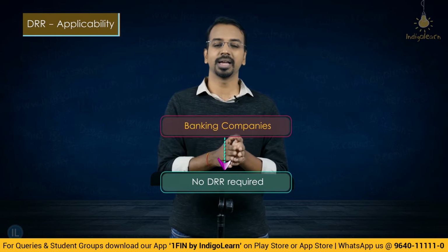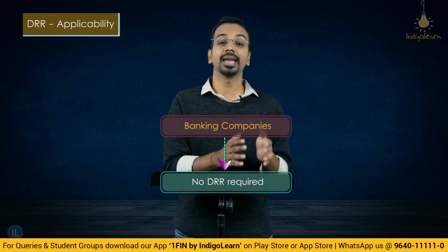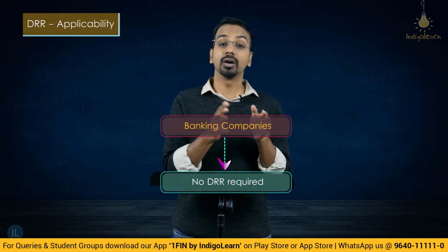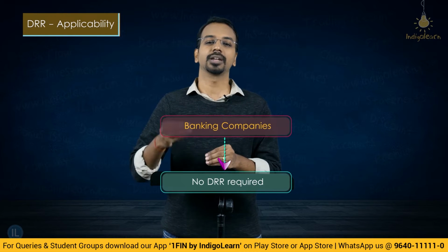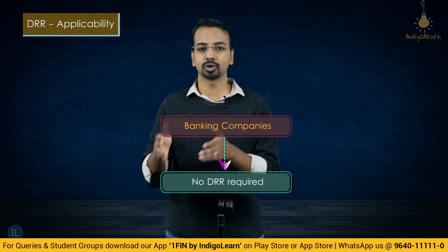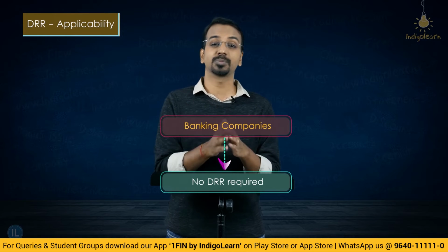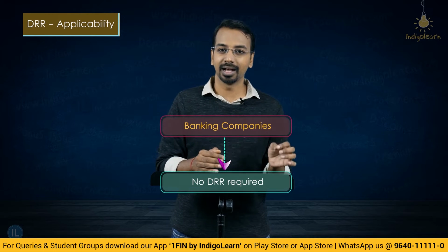And the simple reason behind this is RBI has its own set of measures to manage the liquidity of banks, to govern the liquidity of banks, and hence there is no separate requirement of creation of DRR. They anyways have to maintain the SLR ratio, the CRR ratio and other investment guidelines prescribed by RBI, and hence they are not required to create DRR.